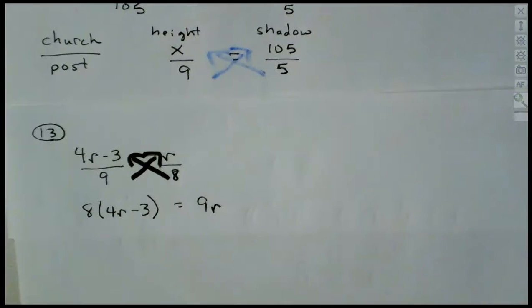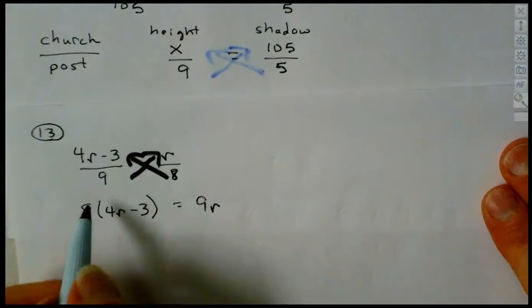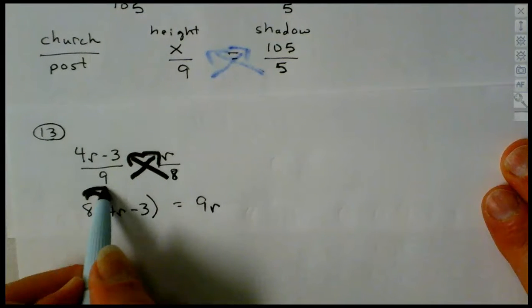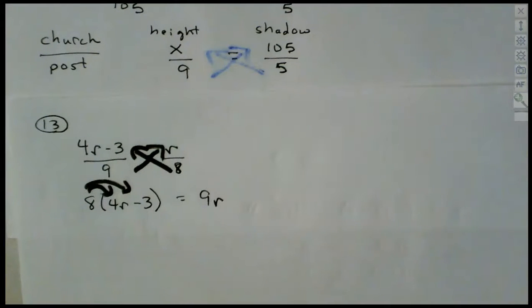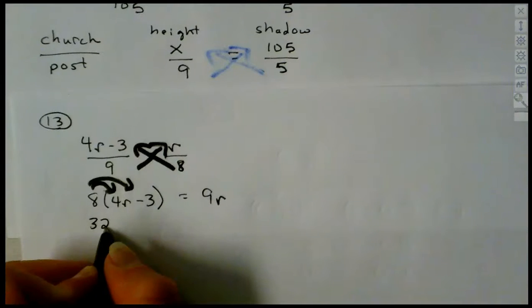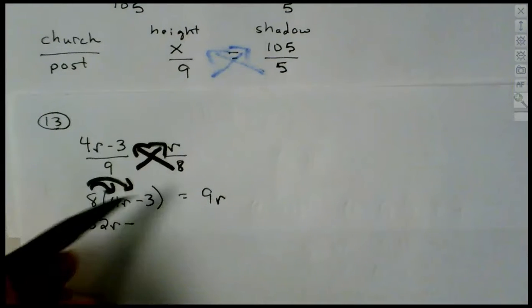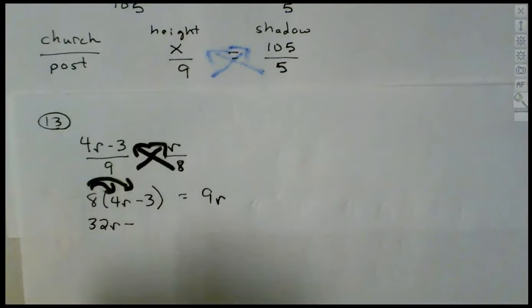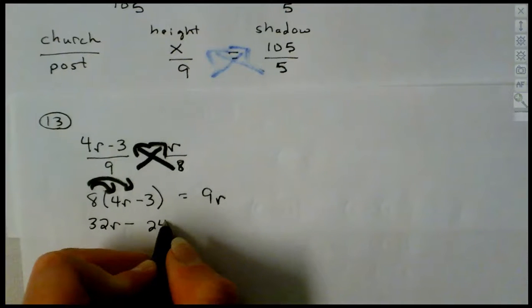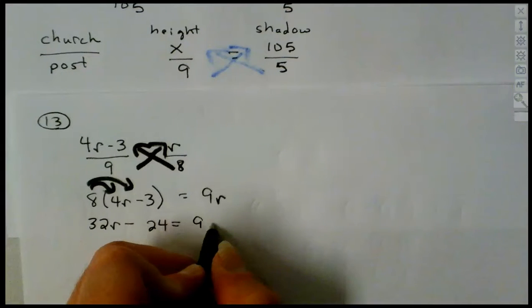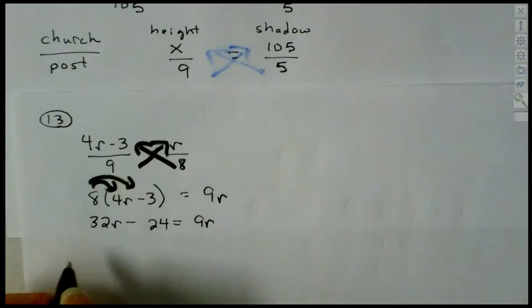I'm going to do another step. I'm going to go ahead and distribute that 8 through. And we've got 8 times 4. That should be a 32. So that's going to be 32r minus 8 times 3. That's a 24, and it's negative. And that equals 9r. I think you can finish it from here.